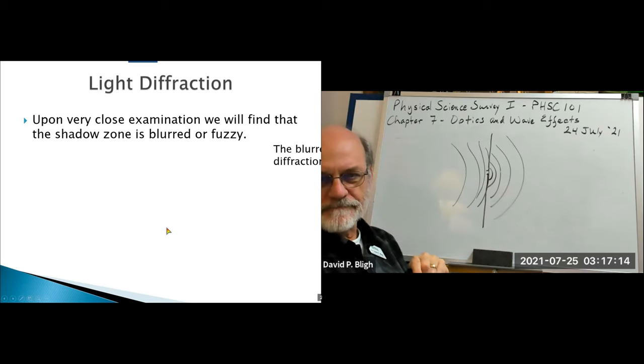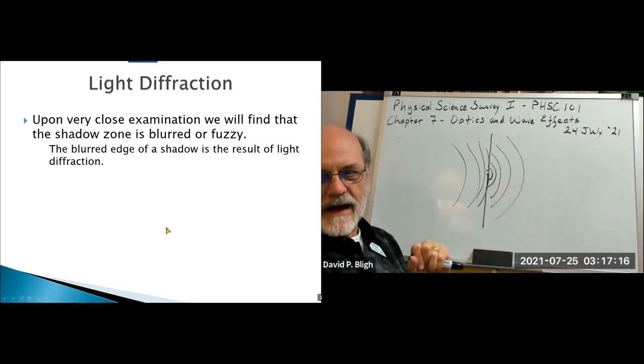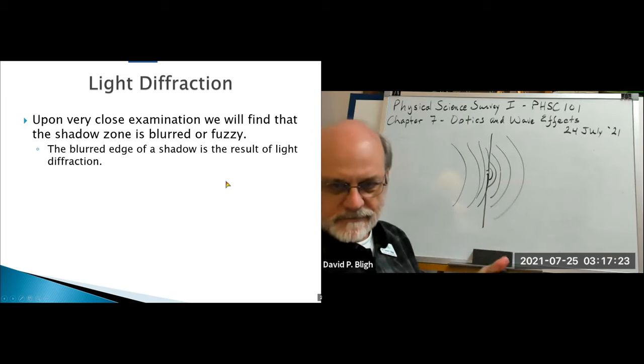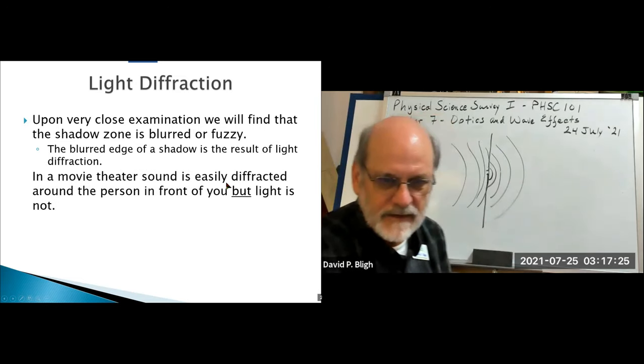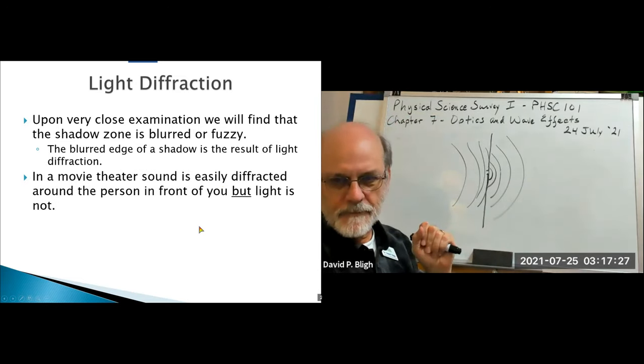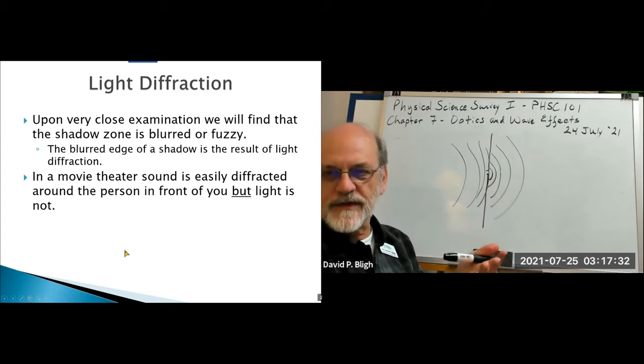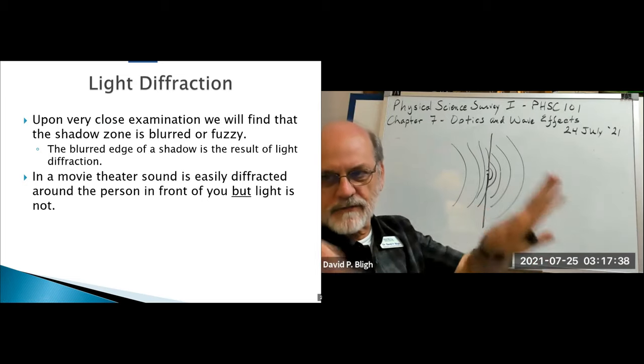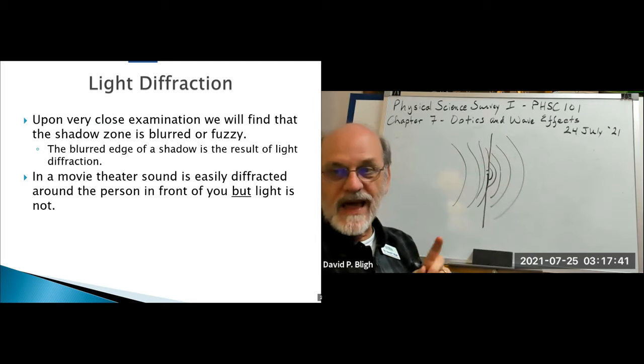Okay, this fuzzy edge, this blurred edge of a shadow, is the result of light diffraction. So the example here is you're in a movie theater sitting behind somebody. You can hear the sound just fine because sound diffracts around the person in front of you. But the light doesn't efficiently diffract around that person, so you can't see the screen.